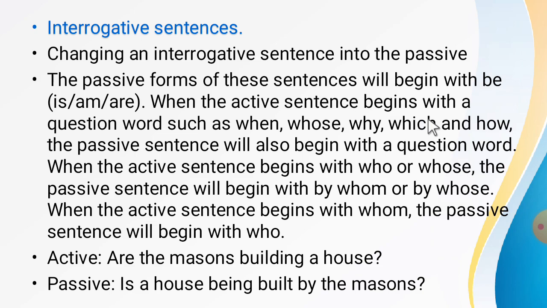When the active sentence begins with a question word such as when, whose, why, which and how, the passive sentence will also begin with a question word. When the active sentence begins with who or whose, the passive sentence will begin with by whom or by whose.